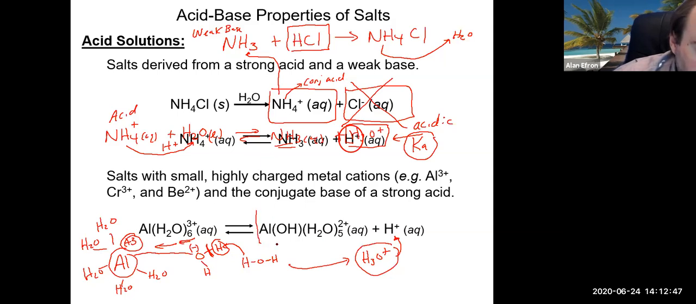And you may look at this thing and go, that looks a little crazy. You'll be able to name that at the end of the semester. But if you just keep track of the parts, this has an aluminum, which is our aluminum here.